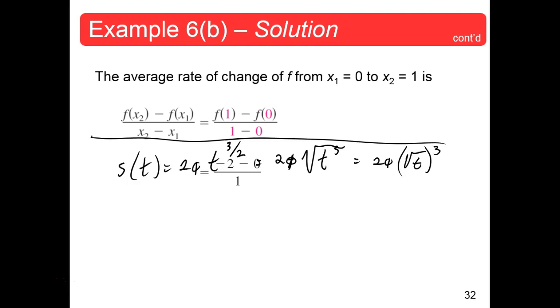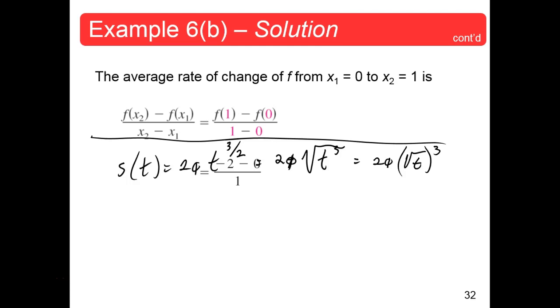Most of the time, it's easier to take the square root first and then cube it. That keeps your numbers smaller. Not always, but most of the time it does. So that's what we mean by t to the 3/2, where t is a time in seconds.